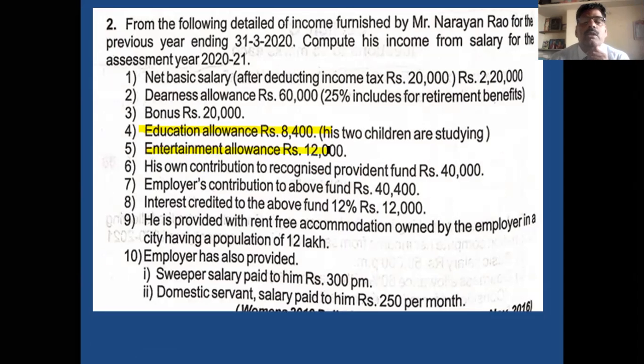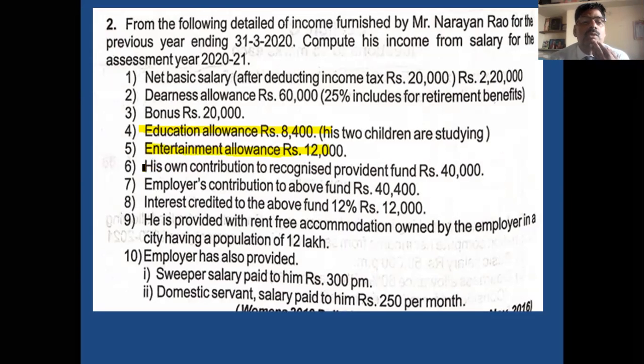Then entertainment allowance. You take entertainment allowance as taxable income first. It is allowable as exemption only when he is a government employee. Nothing is mentioned about employee status, whether he is a government employee or non-government employee. So we consider that he is a non-government employee. So it comes as a taxable allowance.